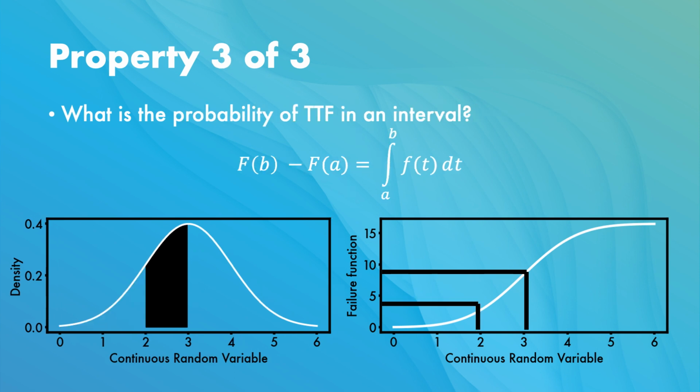We have been talking about the interval of 0 to x, but what if we wanted to calculate the probability of the time to failure being in an interval from a to b? In that case, you have to subtract the failure function at a from the failure function at b. And this is essentially the integral, or the area under the curve, between the boundary a and the boundary b.